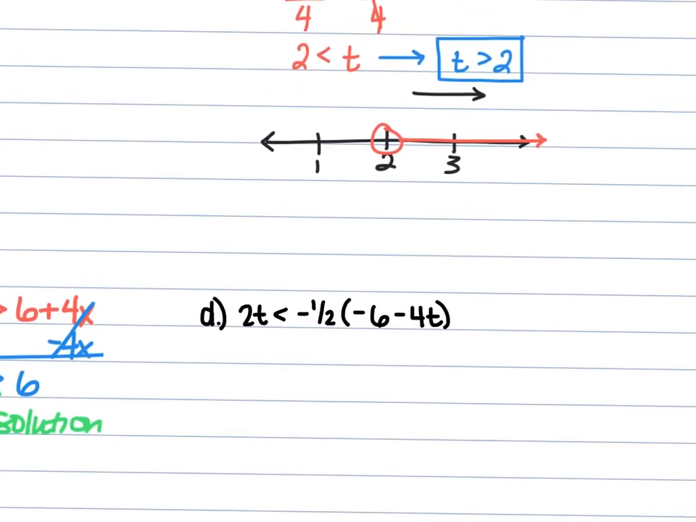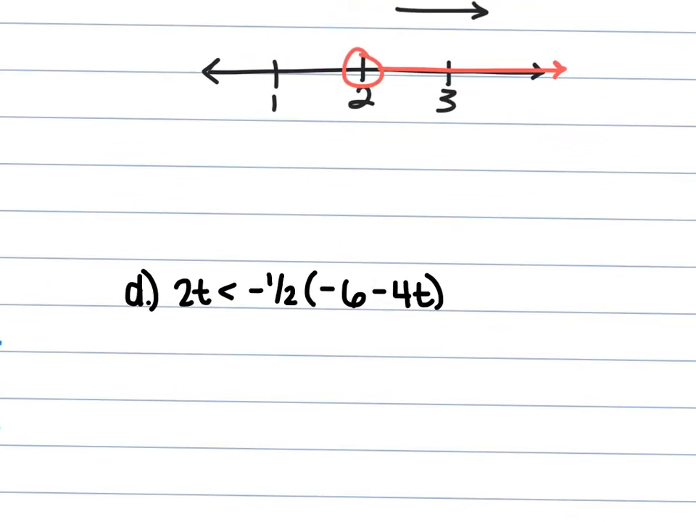If we look at example D, we have 2t is less than negative 1/2 times negative 6 plus 4t. You could distribute that negative 1/2, or you can say, okay, I have a fraction, I want to get rid of that fraction. I'm going to multiply my entire inequality by that denominator to get rid of it. If I have parentheses, I'm only doing this multiplication to what's outside the parentheses. Whatever's inside is going to stay. You're not going to bother with it.